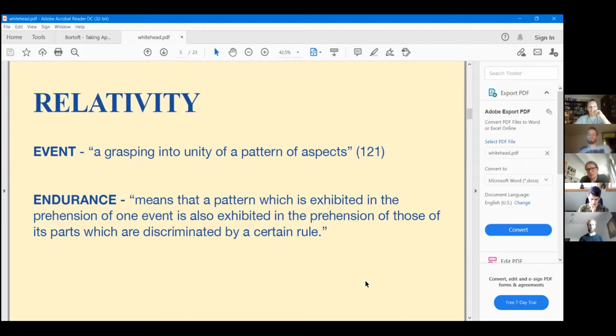So if we want to have a meaningful event, we have to introduce the notion of endurance, which means that a pattern which is exhibited in the prehension of one event is also exhibited in the prehension of those of its parts which are discriminated by a certain rule. What this means is that we can recognize different time frames within which the event remains coherent and recognizable. Could go on.